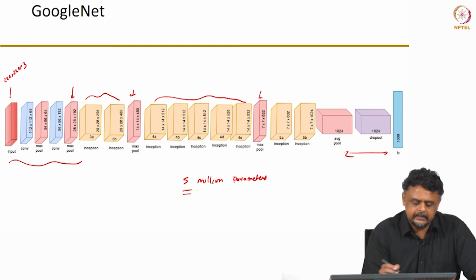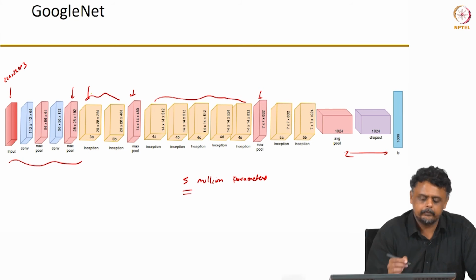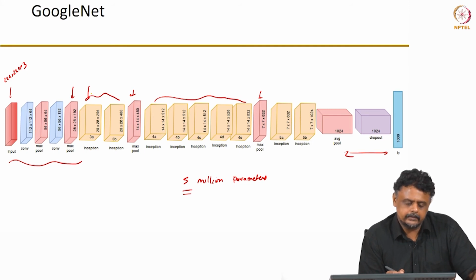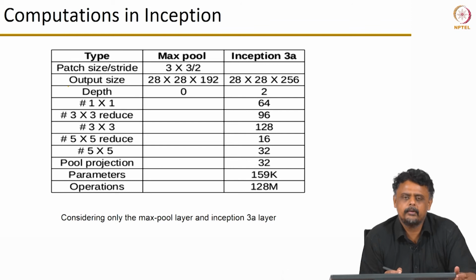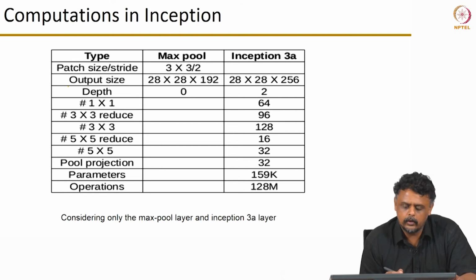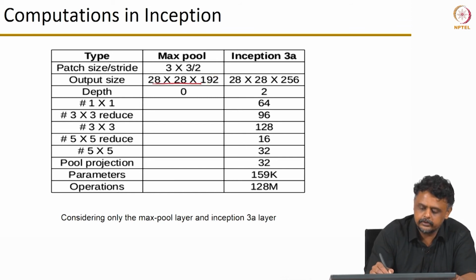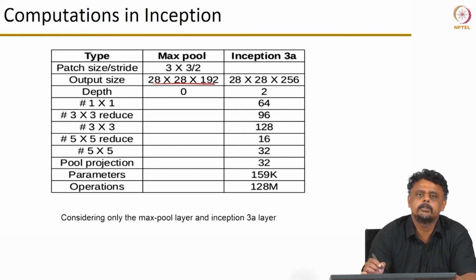We will look at this Inception 3A right here, which takes as input 28 cross 28 cross 192, and the output is 28 cross 28 cross 256. We have reproduced a piece of the table here, and I urge you to go back and look at the table. This is the output size of the max pooling layer, which feeds as input to the Inception module 3A, and this is the output of the Inception module 3A.